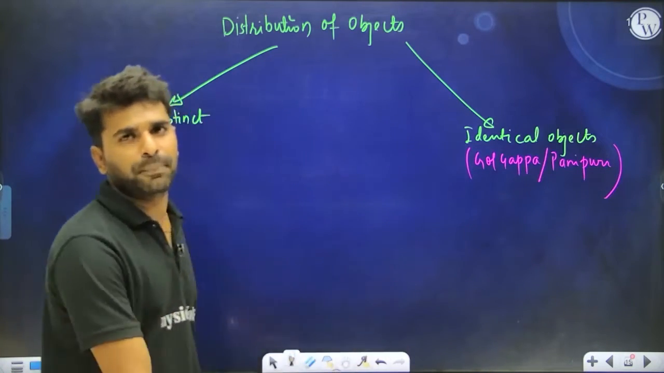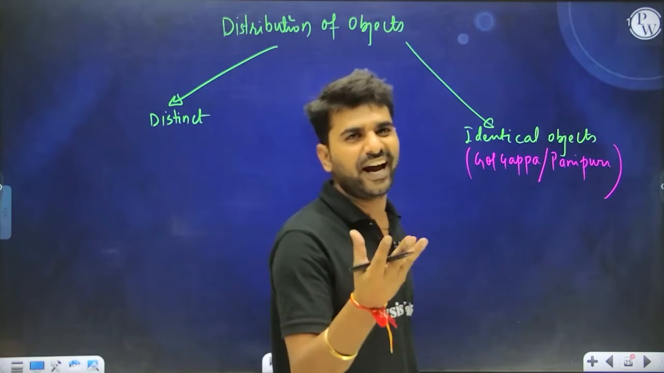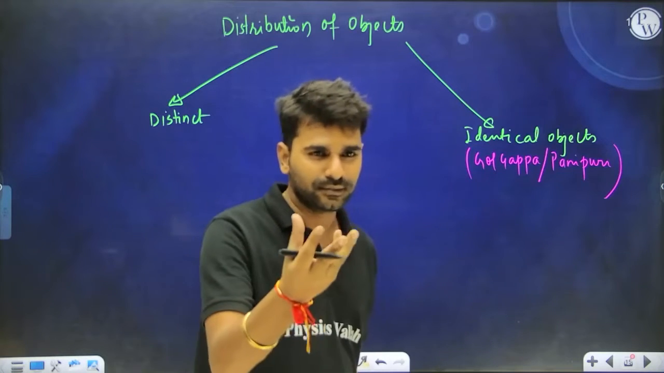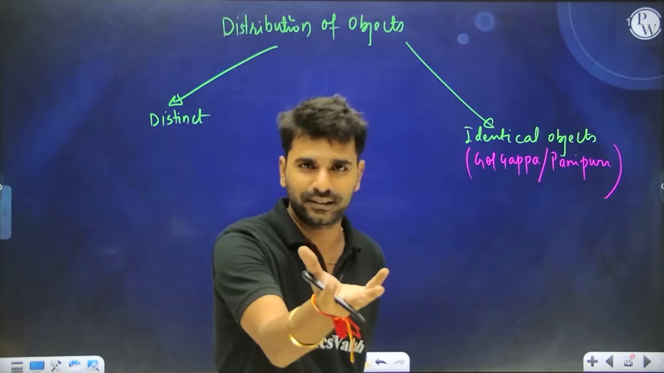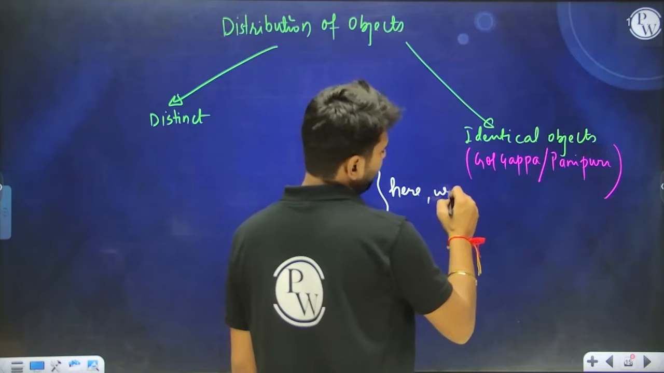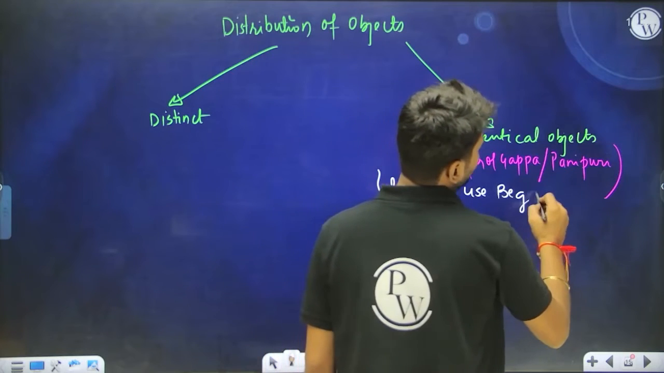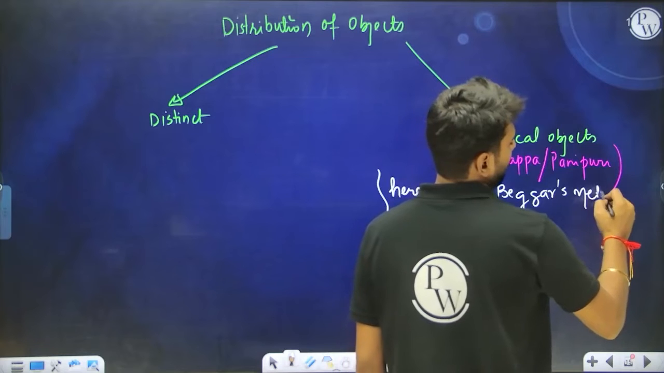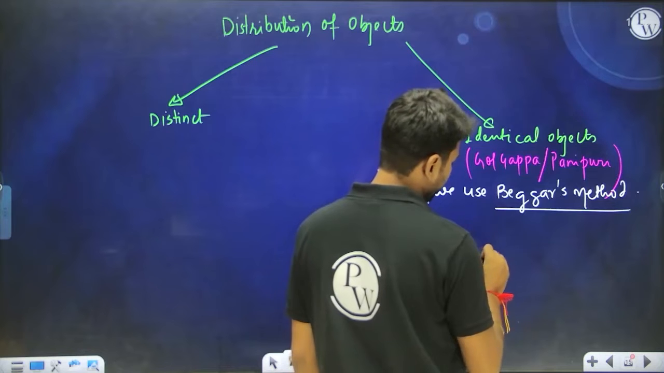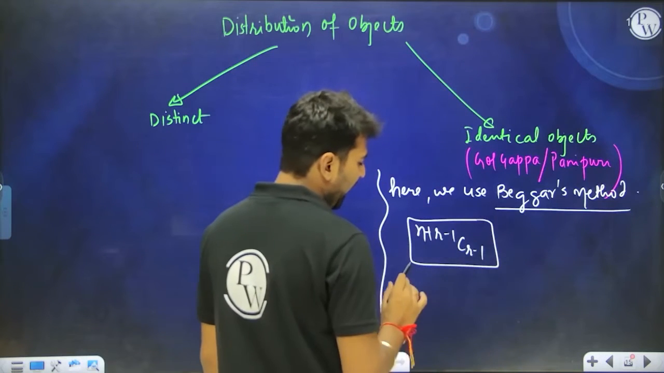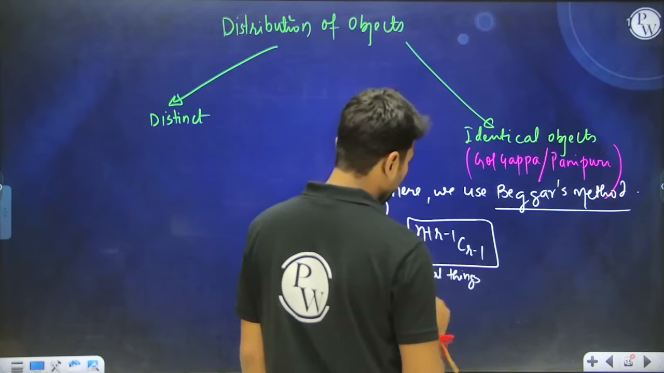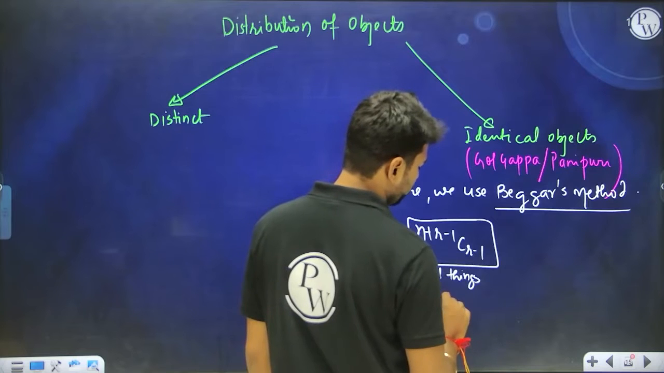In front of the golgappa wala or pani puri wala, what happens? We act as beggars, right? We take our hands like this, and he gives pani puri to us, yes or no? So here we use the beggar method, because we are begging him to give us pani puri. The beggar's formula is n plus r minus 1 C r minus 1. N is the total number of things, r is the number of people among whom these things are to be distributed.